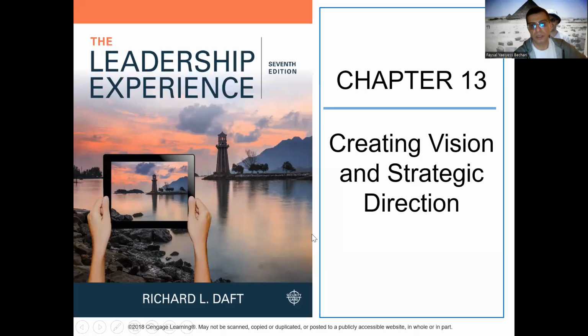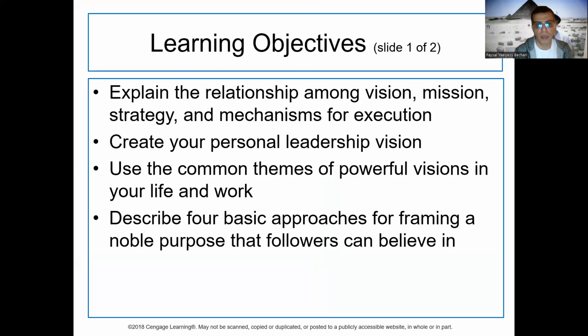In chapter 13, we will talk about creating visions and strategic direction. In this chapter, we will explain the relationship among vision, mission, strategy, and mechanisms for execution. We're also going to talk about creating your personal leadership vision. We will use the common theme of powerful vision in your life and work.